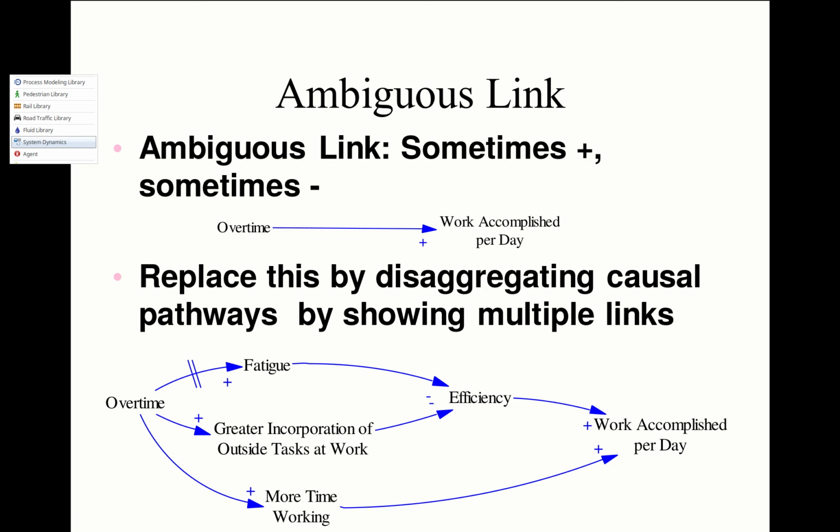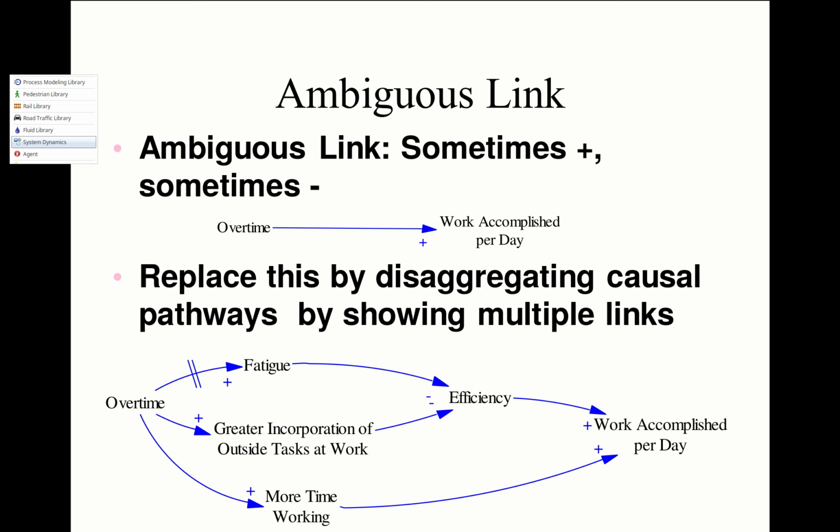So if we're dealing with, say, something like overtime and work accomplished per day, you might say, well, there are times where overtime increases the work accomplished per day. Sometimes it lessens it. I'm not really clear about that. But if you further explicate different pathways, you've got overtime leading to fatigue, which lowers efficiency, and which then impacts work accomplished per day.